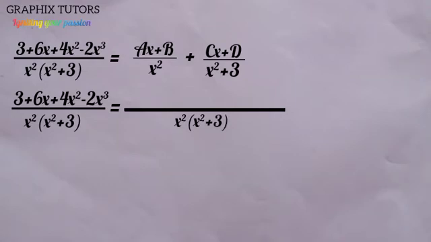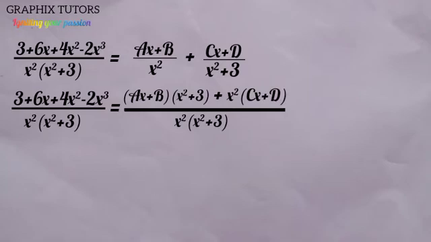Now, if you cross multiply what you have here, this x squared plus 3 will go up to multiply ax plus b. So we'll be having ax plus b multiplied by x squared plus 3. That is the first one. Now, the x squared will be going up to multiply cx plus d. So we'll be having x squared into bracket cx plus d. So this is what we're having here.